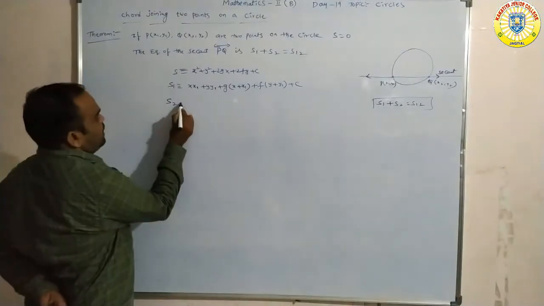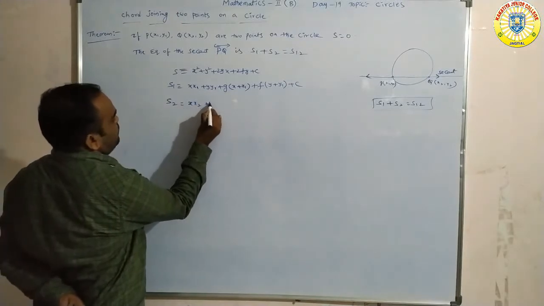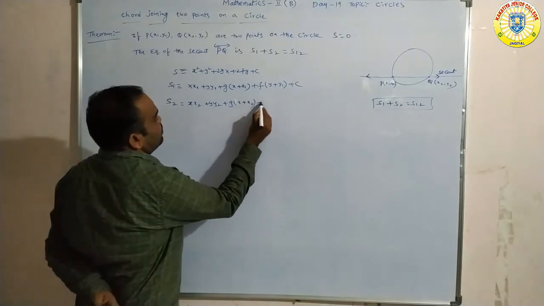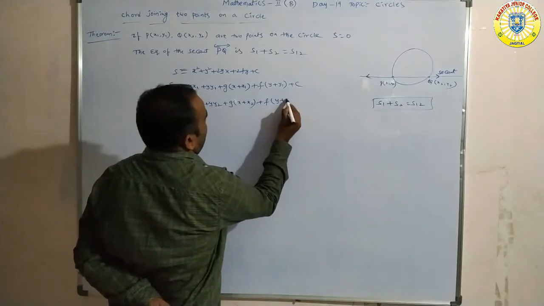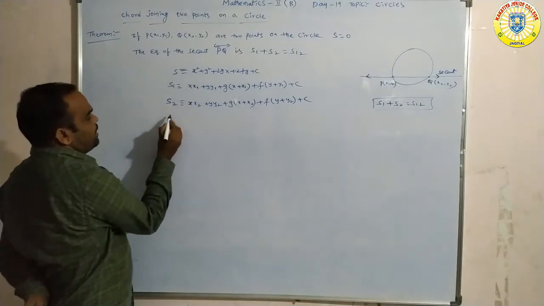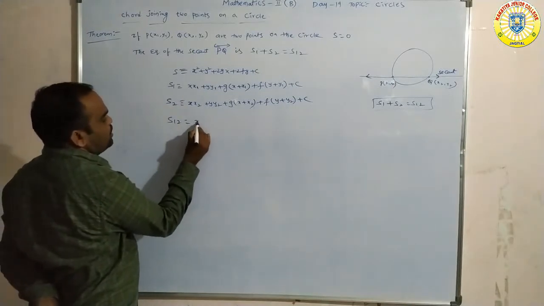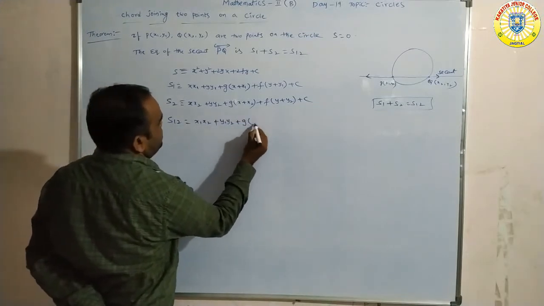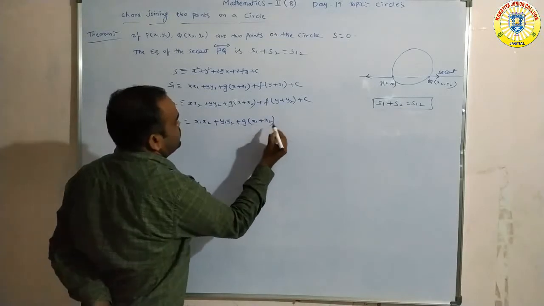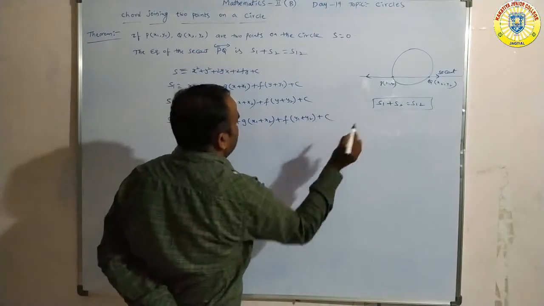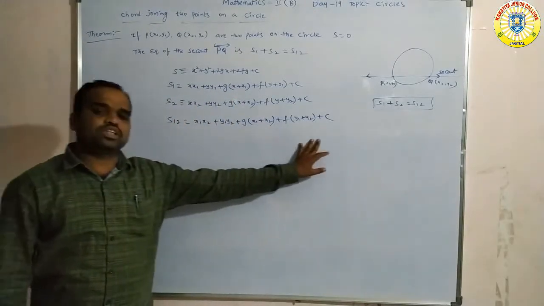And we are writing the notation of S2. S2 is xx2 plus yy2 plus g of x plus x2 plus f of y plus y2 plus c. And also I am writing the S12 notation. S12 is x1 x2 plus y1 y2 plus g of x1 plus x2 plus f of y1 plus y2 plus c.